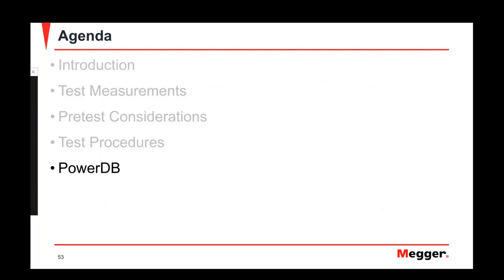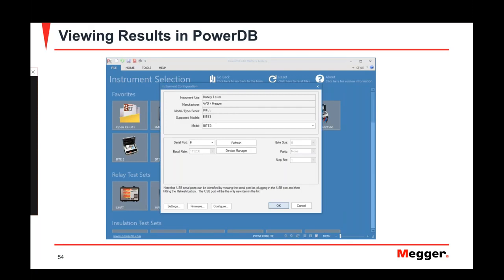Okay, so the next section that we're going to talk about is PowerDB for the test instrument and the battery test form. So whenever you open PowerDB, go ahead and select either the BITE 2 or the BITE 3, and then it's going to bring up a window similar to this one. This one particularly is for the BITE 3. So go ahead and select the serial port that you're using, and then hit the OK button.